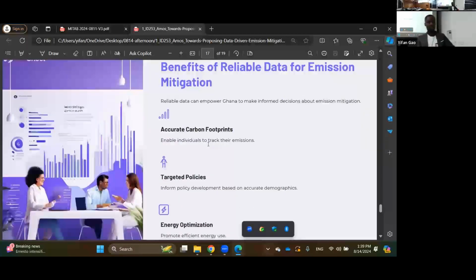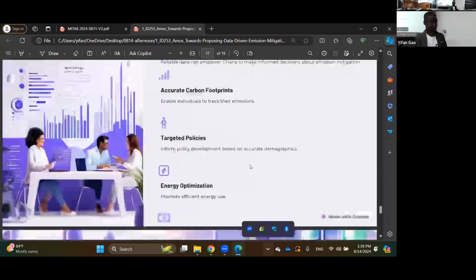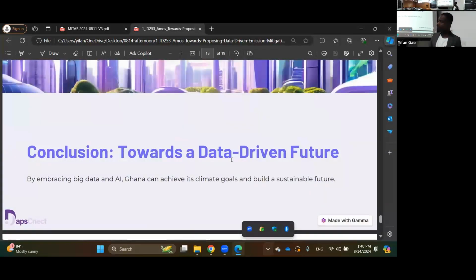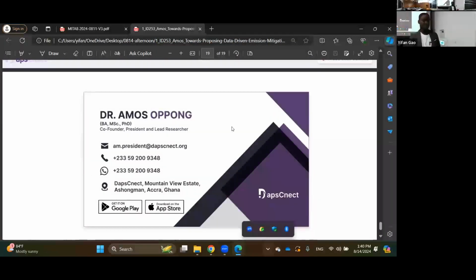Because once the data becomes reliable, carbon footprints can be estimated at the house and the individual level, then the policies can be targeted and then energy can be optimized. So our research is in brief, and we have a proprietary section of the research and then a non-proprietary section of the research. So the journal publications and the conferences are for non-proprietary. And then, as I said, we also have a mobile application that we're using to help people with these big data.